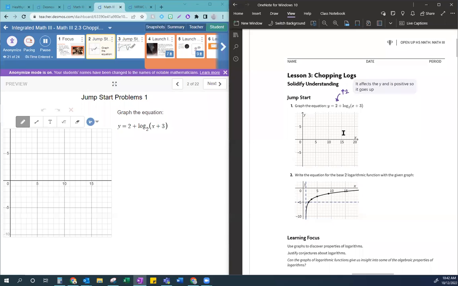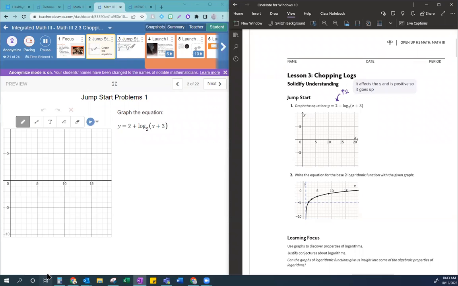Okay, perfect. So then when someone says, okay, well, Ms. Johnson, what about that 3? Where does it go? What does that 3 do to it? Yeah, it moves it to the left 3. Wait a second, what? Why does it move it to the left 3?